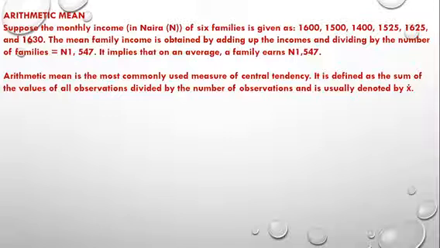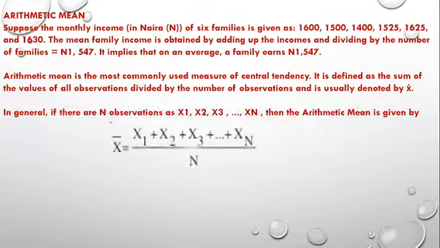So generally, this is what it looks like. You add all the values together, and you divide by the number of values. You start adding from the first. That's why we have X1. X1 represents the first data. You add it to the second data, to the third, and then to the last data. You keep adding until you get to the last data, and then you divide by the number of data that you're given.